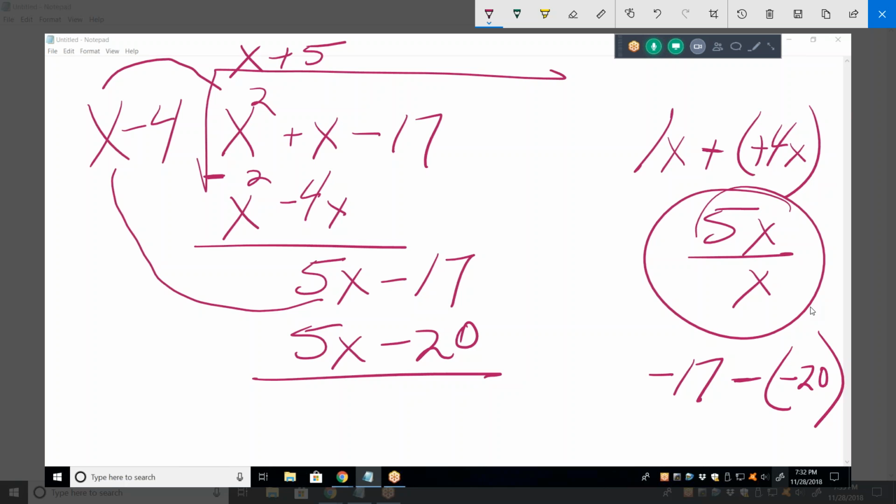Don't drop negative signs. The biggest mistake most of my students make is they're dying to drop a negative sign. They hate negative signs so much that they just want to drop them all the time. Well, you can't drop them ever. I'm taking minus 17 and I am subtracting minus 20. So that becomes plus 3.